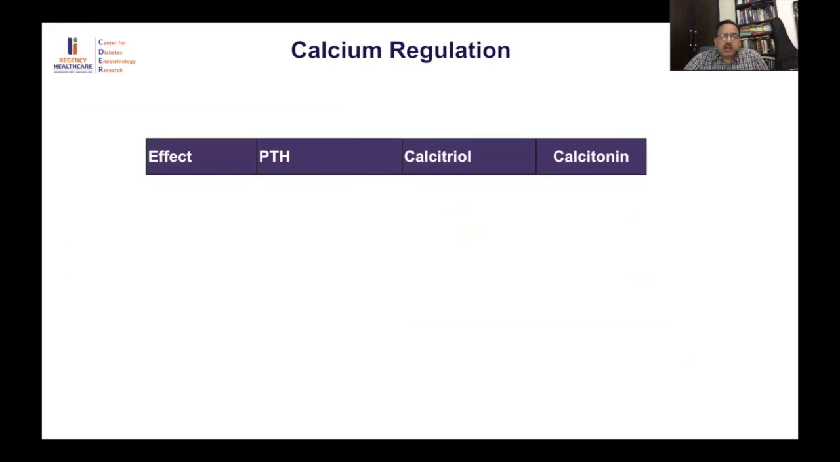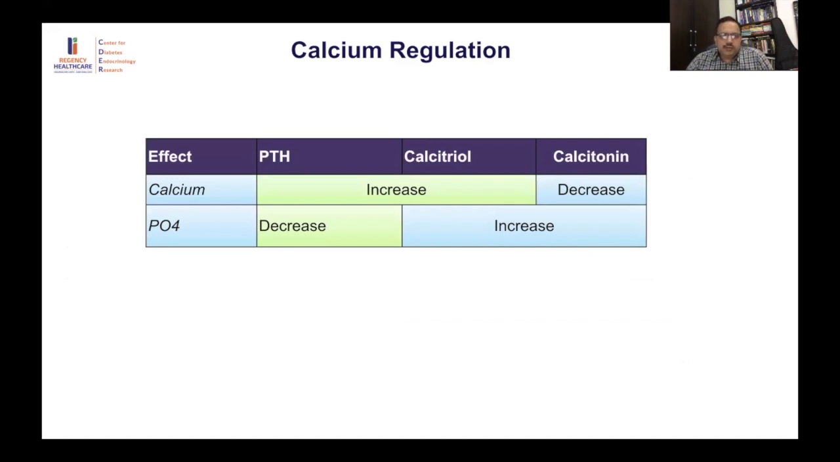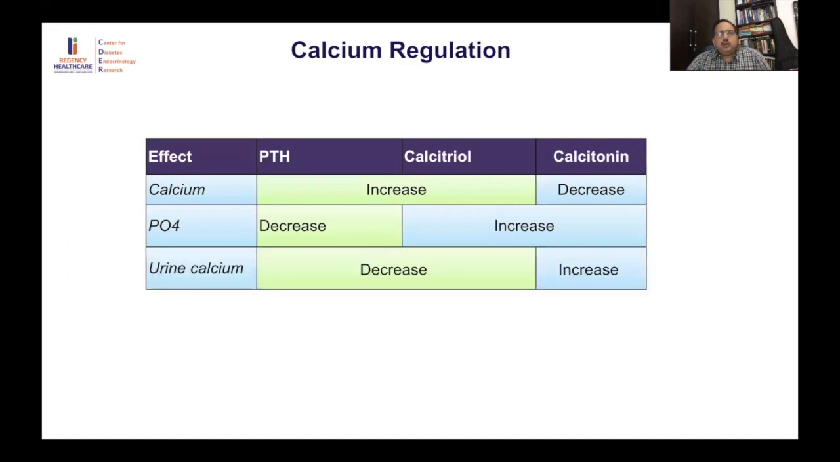So now just to summarize the calcium regulation, basically PTH and calcitriol both increase calcium. We only have one hormone which causes hypocalcemia. Phosphorus is decreased by PTH and increased by calcitriol and calcitonin. And urinary calcium is increased by calcitonin, while both calcitriol and PTH cause conservation of urinary calcium. This is the way in which we need to understand.